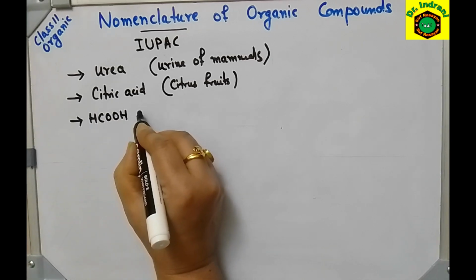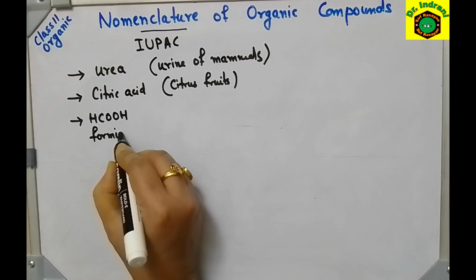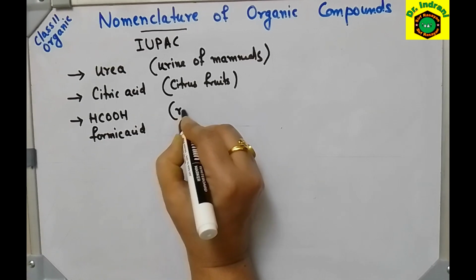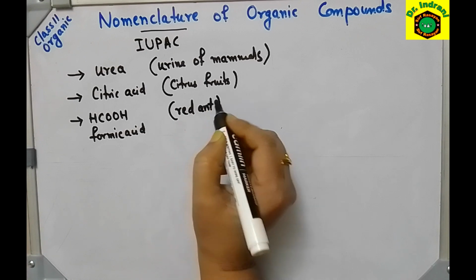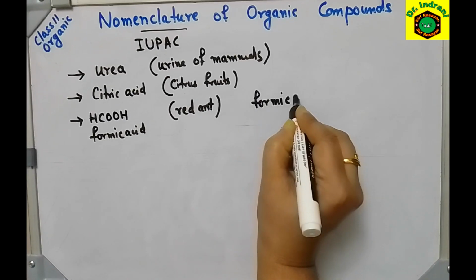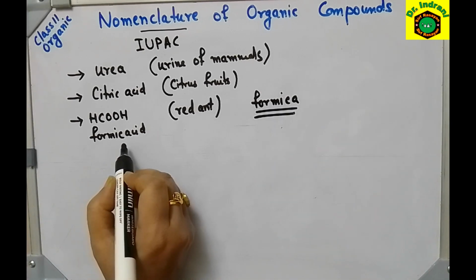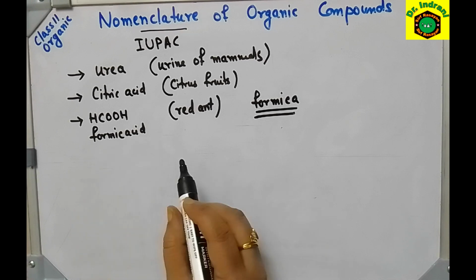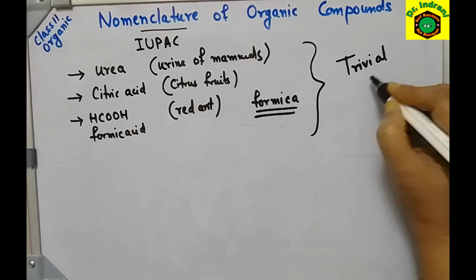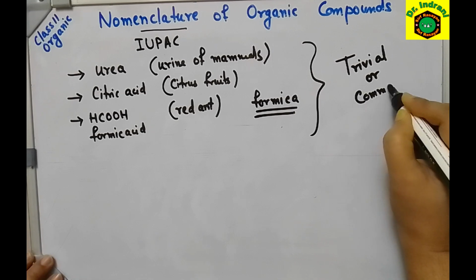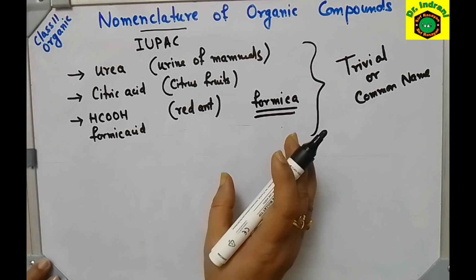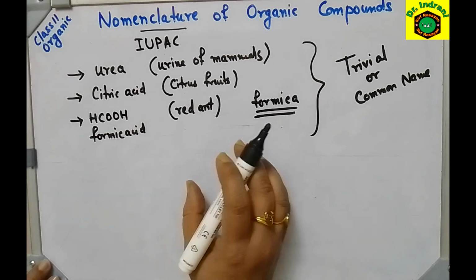HCOOH. This is called formic acid. Why is it called formic acid? Since it is found in red ant. And in Latin, red ant is called formica. So from formica, the name is formic acid. These names of organic compounds were called trivial or common names. Common names are indispensable when the alternative systematic names are lengthy and complicated.